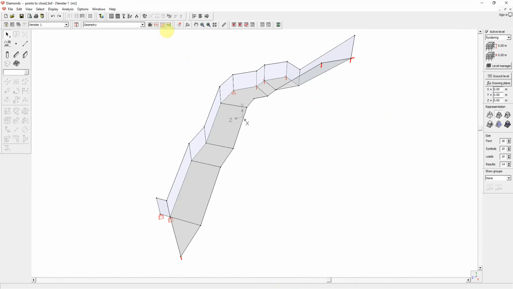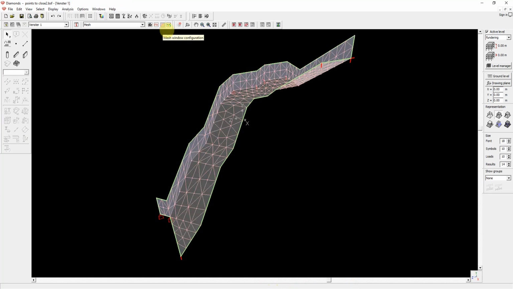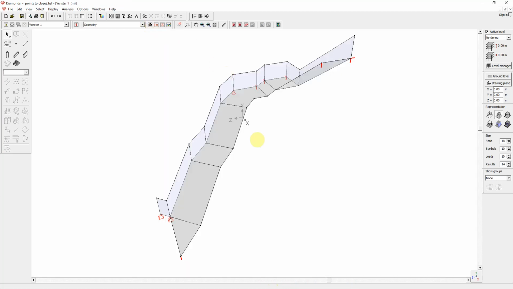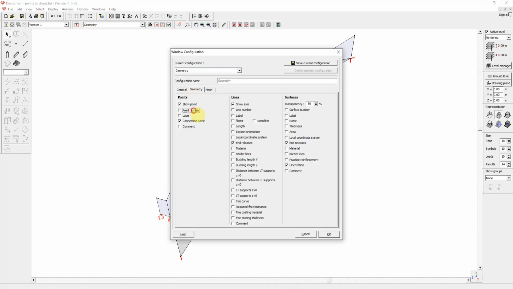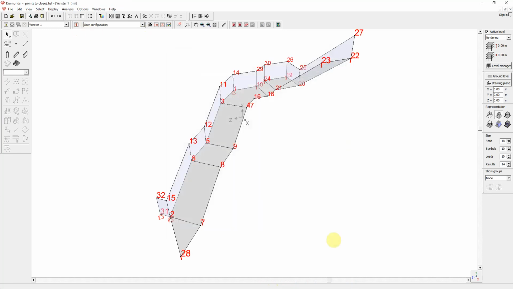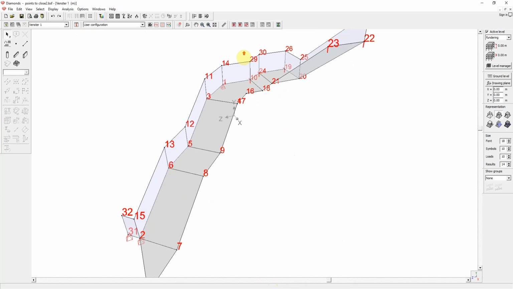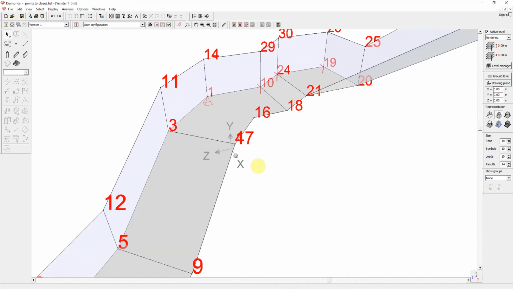We can even take a look at the mesh and everything seems to be okay. I will ask for point numbers to be displayed on screen. Normally, in a proper structural model, all points are unique. On a closer look, and you have to look really closely, we see that the point numbers are drawn over each other, over here.